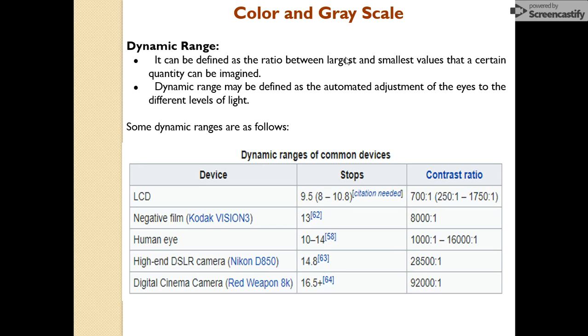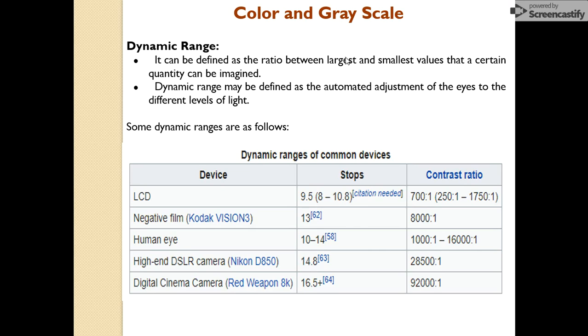When it is darker, the size of the pupil increases, and when the lights are too high, the pupil size shrinks. In this way, the dynamic range works. That same concept has been simulated in some of the common devices such as LCDs, negative films, and the human eye.